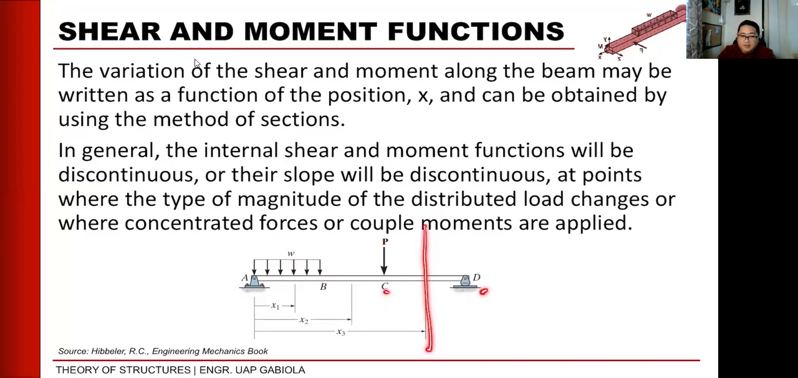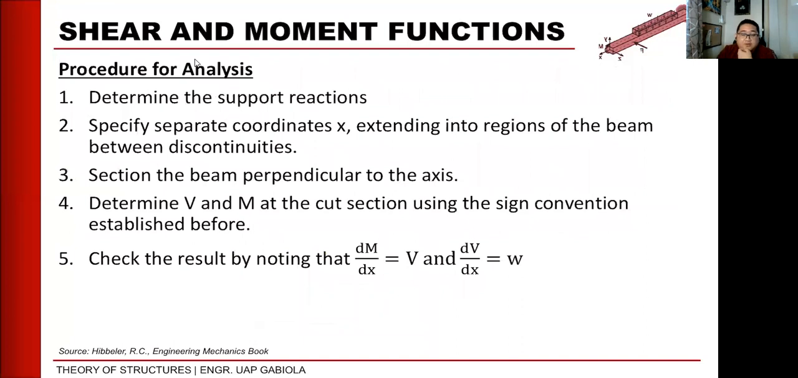Okay? So, here is the procedure for analysis kung paano daw natin i-calculate. Kukunin yung equation in terms ng x ng shear at ng moment natin. So yung first one of course is to determine yung support reactions natin. Actually, the same procedure applies, no? Parang same procedure nung ginagawa natin before. Pero ngayon, imbis na mayroon tayong value ng length o ng point, x lang yung ilalagay natin. So yung first one is nagde-determine tayo ng support reaction.